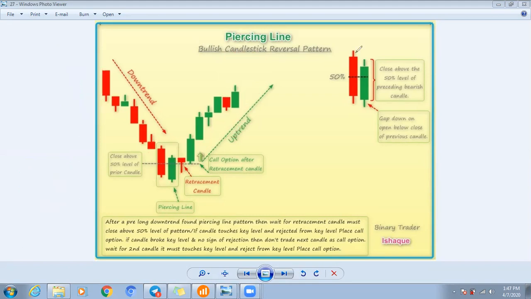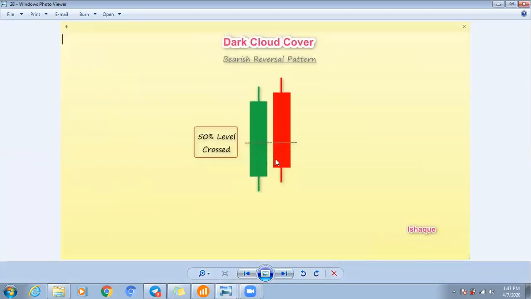Moving to the next slide. The same pattern, just its opposite. The 50% line on the bullish candlestick must be crossed by this bearish candlestick. It must cross the 50% level. It can close at the 60% level, it can close at the 70, it can close at the 80. There is no problem. But if it closes above the 50, we cannot consider it a dark cloud cover. Or in the piercing line, if the next bullish candlestick closes below the 50% level, we cannot consider it a piercing line pattern.